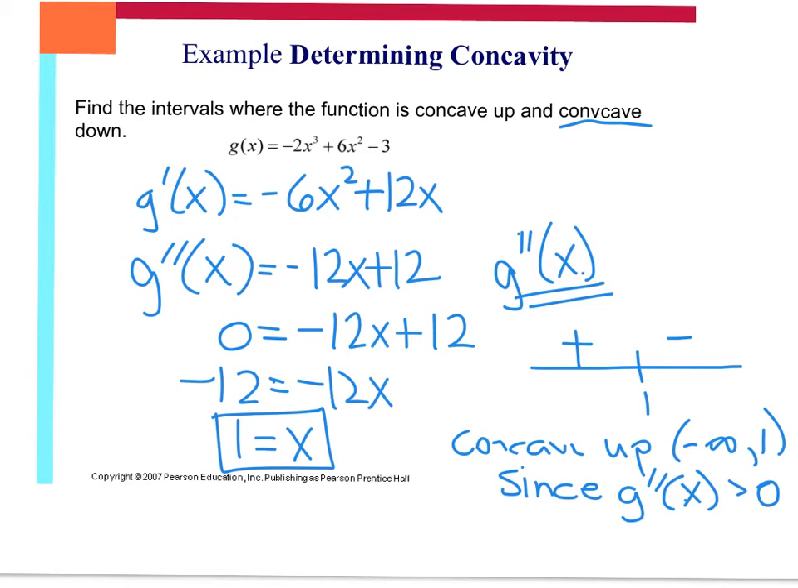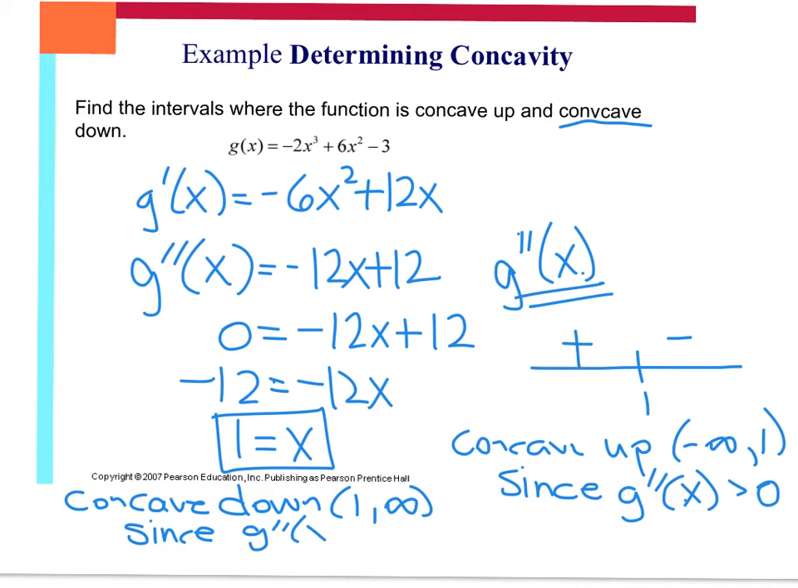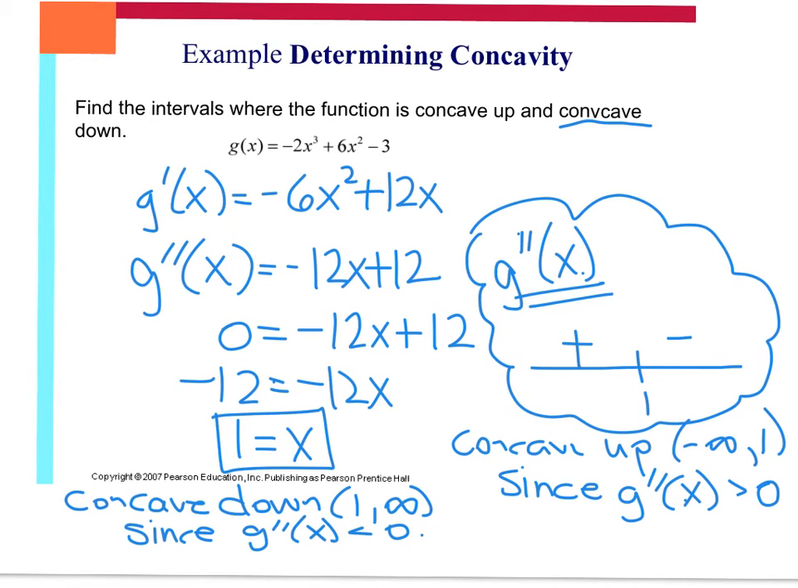Okay? And then we would say the same thing for concave down. The graph is concave down on the interval from 1 to infinity, since g double prime of x is less than 0. You cannot use just the sign chart as a justification. You actually have to write a sentence based off your sign chart.